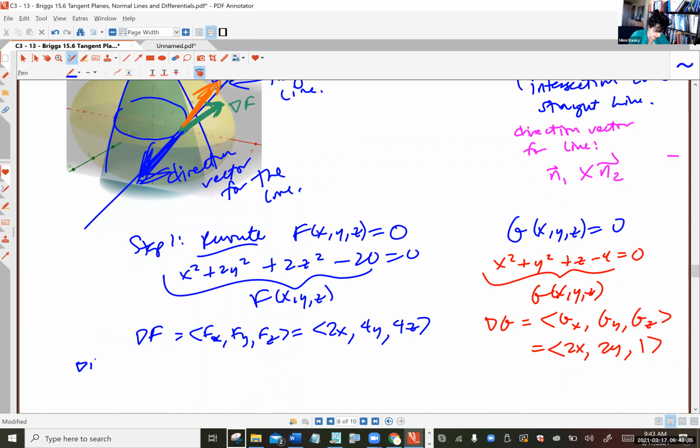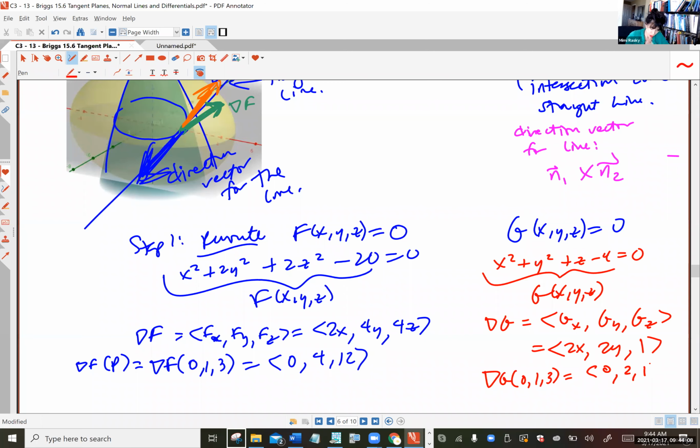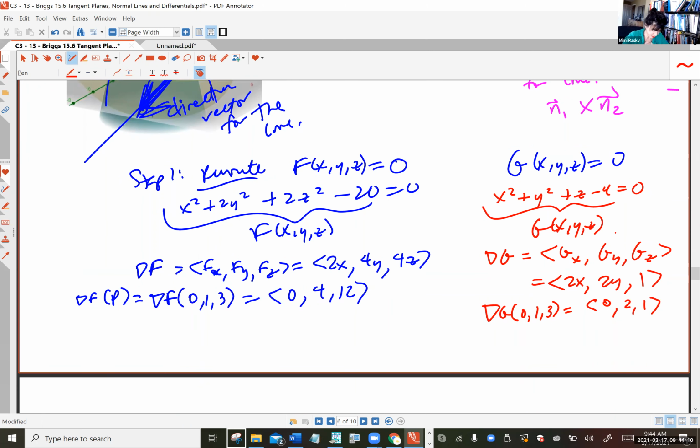So let's get del F evaluated at the point P, which is, oops, I'm using this notation. Boy, I'm really blowing it. Sorry, trying to write too fast. Coordinates 0, 1, 3, just plug them all in and I get 0, 4, 12. Okay, and then when I do the same thing with the other gradient, plug in the point 0, 1, 3, I get the vector 0, 2, 1. Fine. So far, so good.